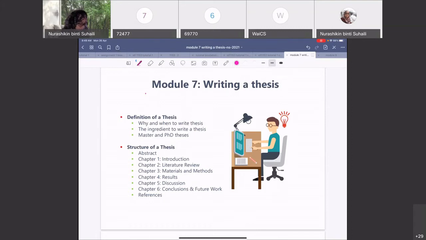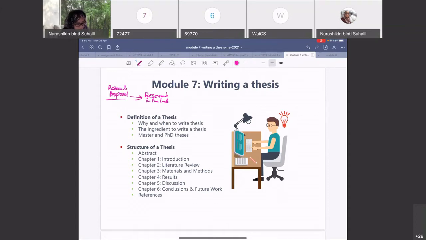So before you start the research, I mean research in the lab, you have to write a proposal, isn't it? Research proposal. Once you have the research proposal, you have the presentation and it's evaluated by the examiner, then you start the research in the lab.